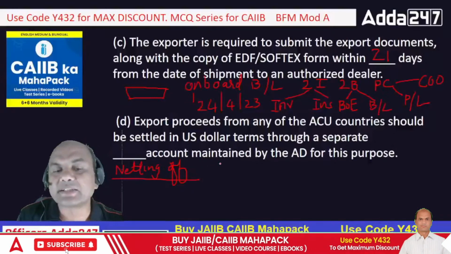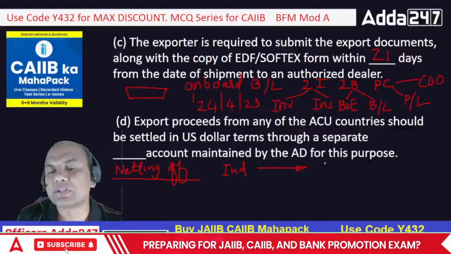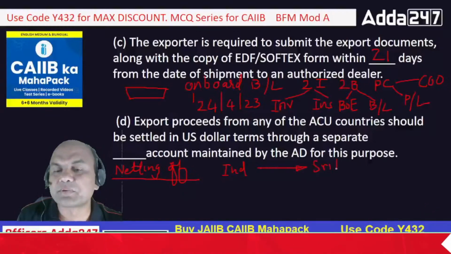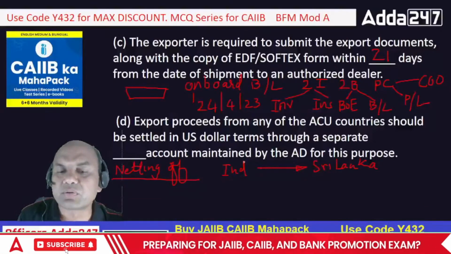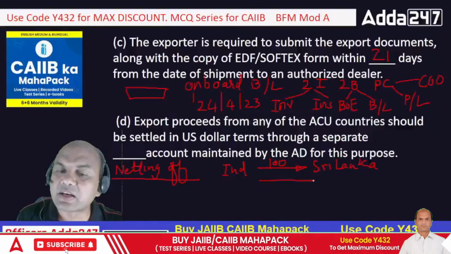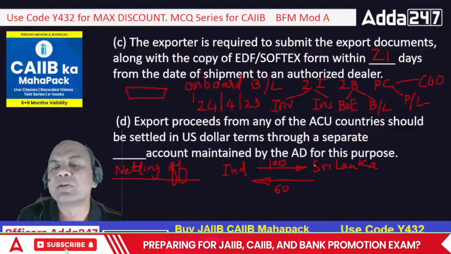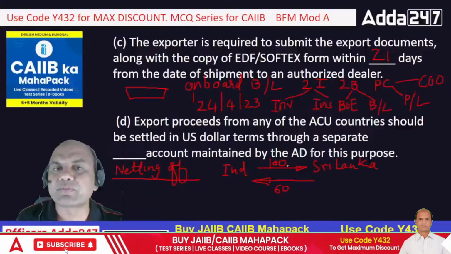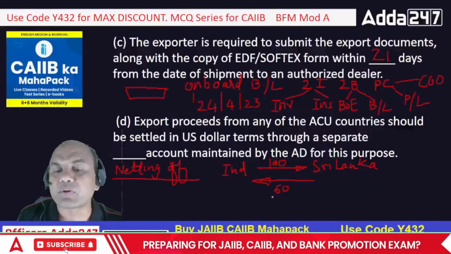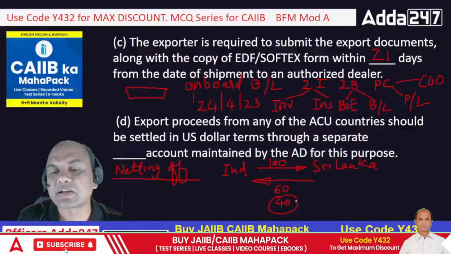Suppose, let's say, India sends some goods to, let's say, Sri Lanka. I send some goods to Sri Lanka, and let's say the goods are worth $100. Now Sri Lanka also in return sends some goods to me. Let's say they are $60. This is done by me within some specific one day. So what is the net of this? I send 100, they send 60. So the net is 40. $40 is to be paid by Sri Lanka to me.